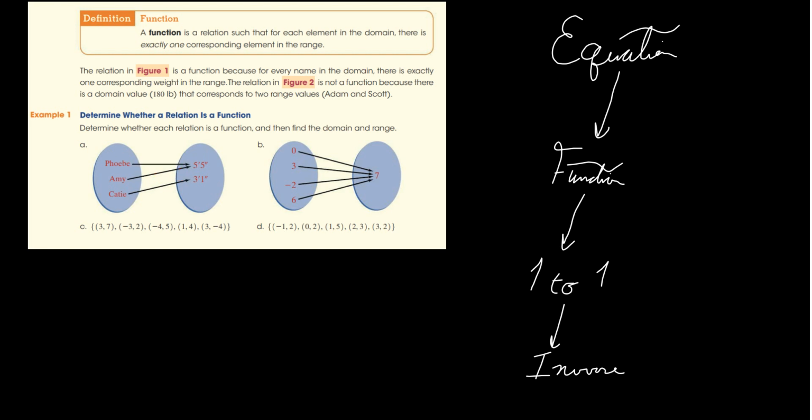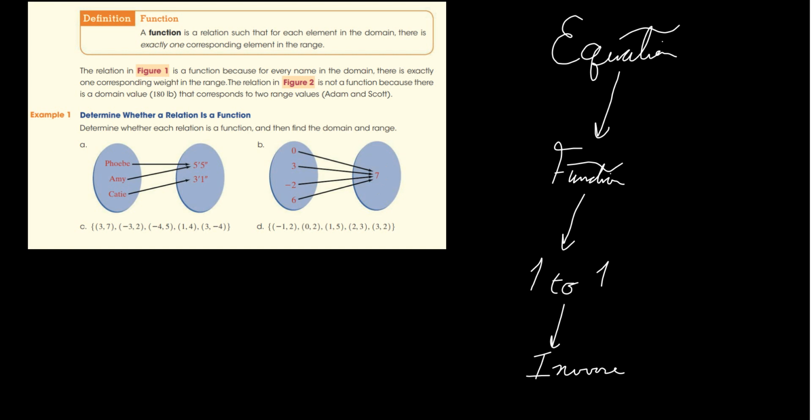Okay. B: 0 goes to 7, 3 goes to 7, -2 goes to 7, and 6 goes to 7. They all go to 7. It's the exact same 7. But again, they're all only going to one value in the range. That's the whole point. So A and B, they are indeed functions. C, all right, C is a little bit different now.